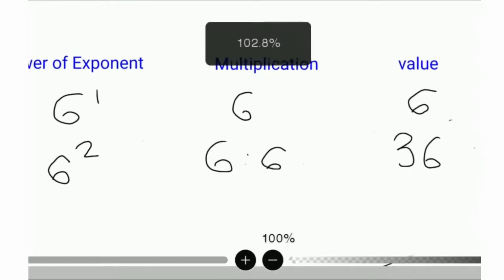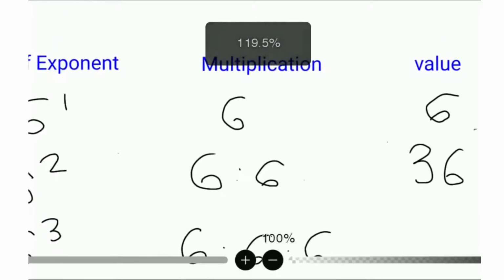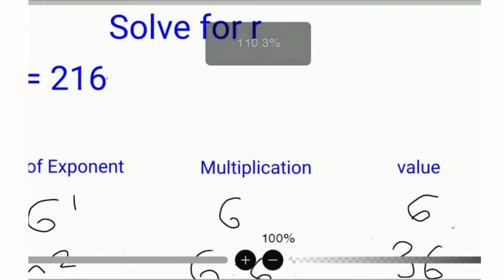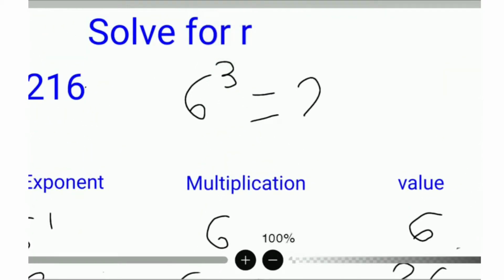Okay, let's go down. If the exponent was 6 to the power of 3, then the multiplication would be 6 times 6 times 6. So we have to multiply it 3 times because the exponent is 3. No matter the number of the exponent, you have to multiply that many times. So the value would be 216. And as you can see, 216 is the answer. So the answer would be 6 to the power of 3, because that's the exponent, equals 216.